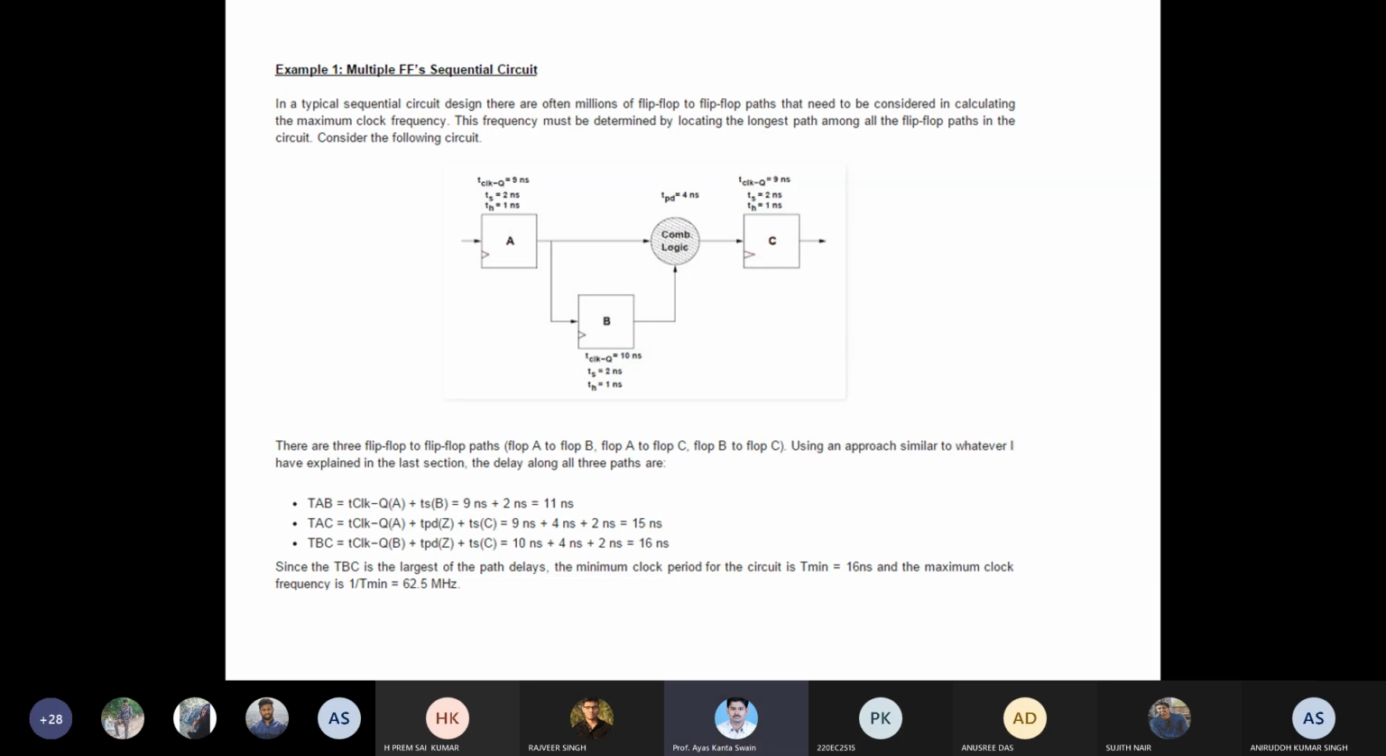Okay. Similarly, that's why you are taking the maximum value of the delay here, that is 16 nanosecond, and that will be the minimum clock period of your design. Okay, so T minimum is 16 nanosecond, and if you invert it, you can say that the maximum clock frequency of operation of this design is 62.5 megahertz. Okay, so this is one example.